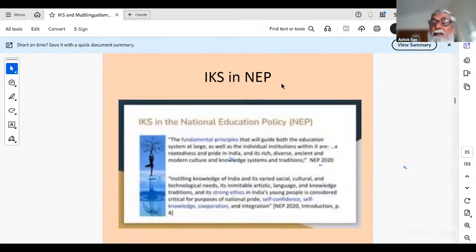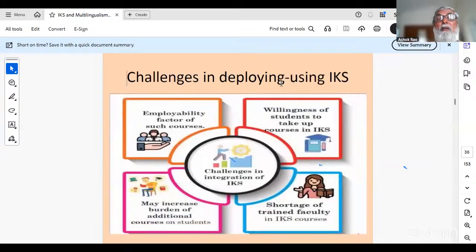So one of the reasons these things are included is in NEP. NEP wants us to learn IKS because IKS has a lot of interesting things which we have overlooked. There are problems of IKS. One is, who gives a job if somebody studies IKS? How many students are willing to take IKS courses? It may increase the burden of additional courses. And there's an acute shortage of well-trained faculty in IKS. In fact, there is an acute shortage of well-trained faculty in any discipline now.